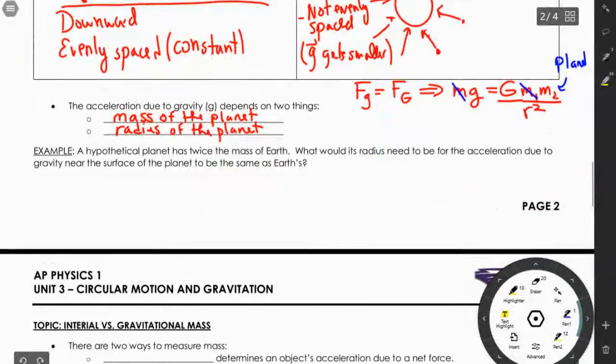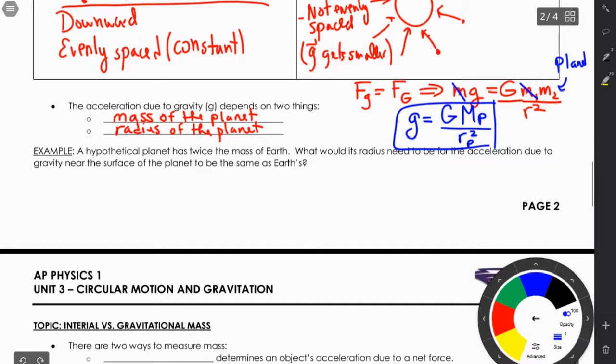And so now when this simplifies, the g on any planet is capital G, which remember is the universal gravitation constant, times the mass of the planet over the radius of the planet squared. And so you can see here the two factors are the mass of the planet and the radius of the planet. So you don't have to worry about what the object is. You just plug in the mass of the planet.